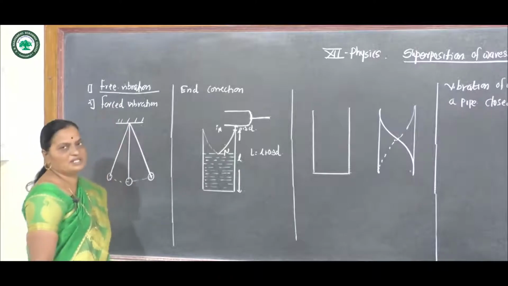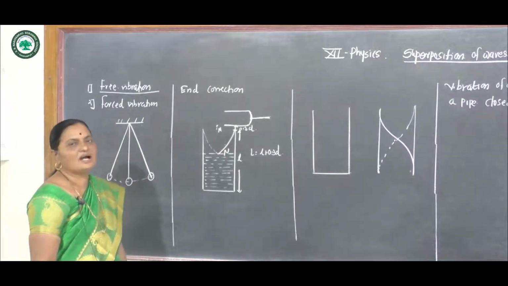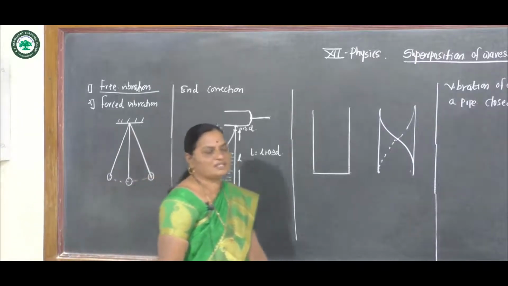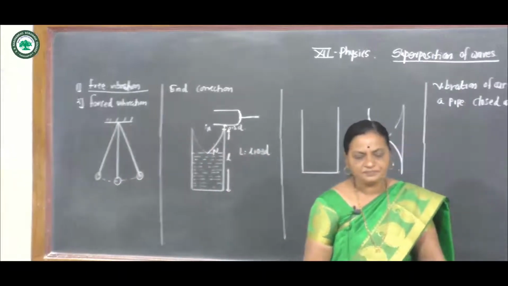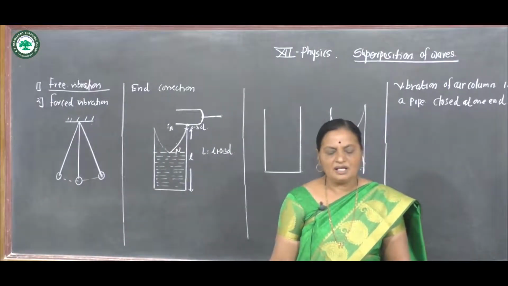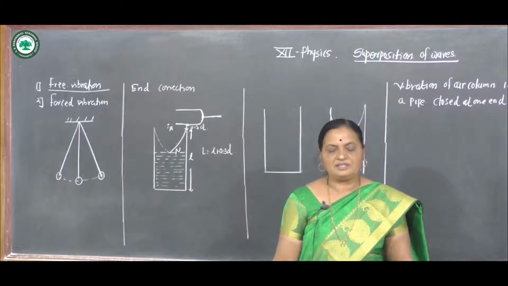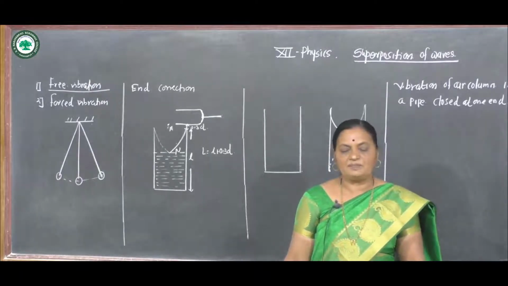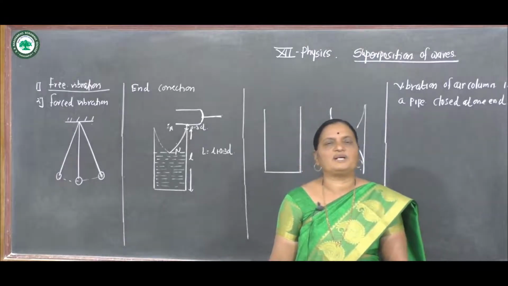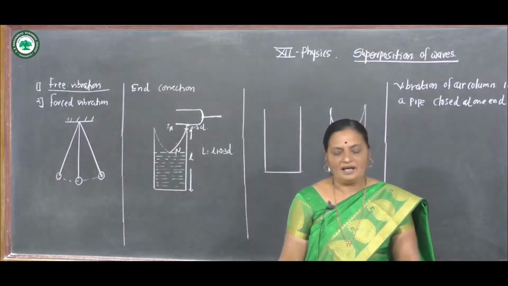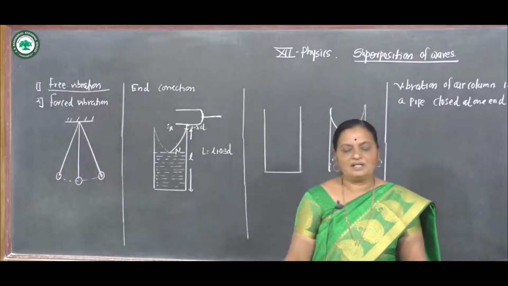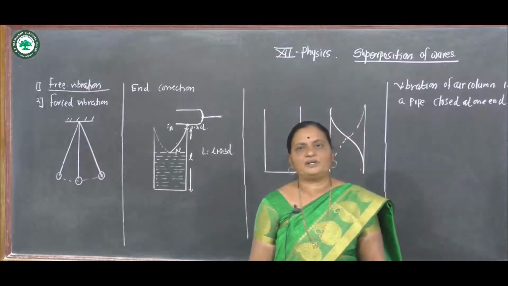Now, forced vibration. Forced vibrations are different from free vibration. Forced vibrations are the vibrations produced by an external periodic force. In forced vibration, an external periodic force is applied to the body whose natural frequency is different from the frequency of the external periodic force.